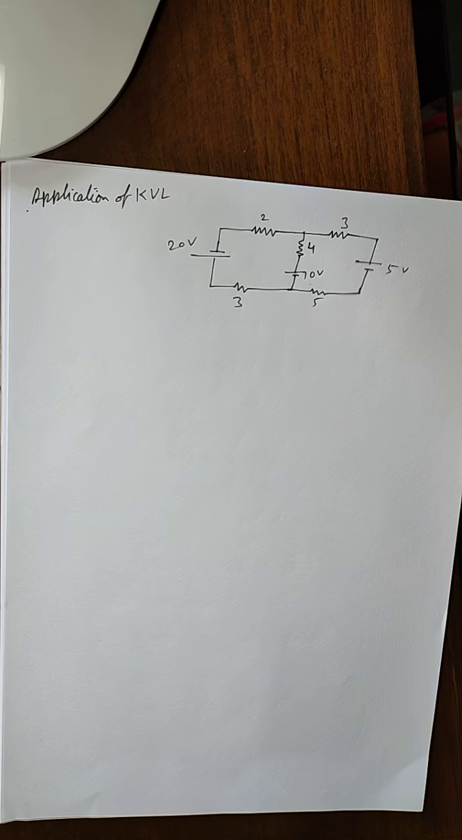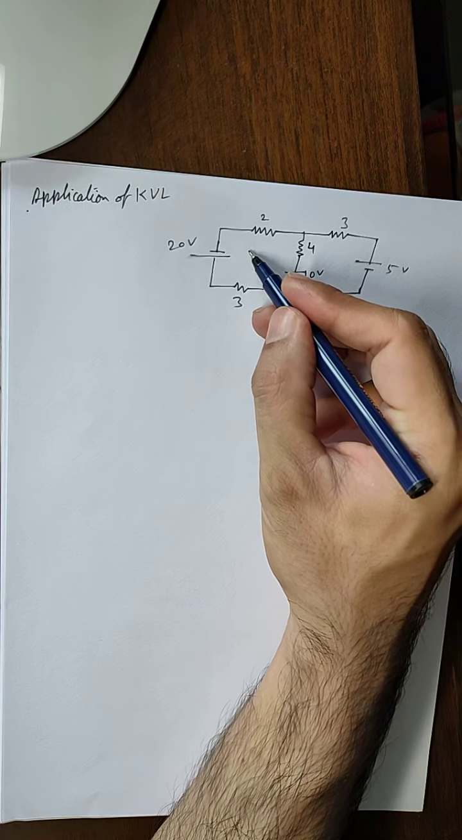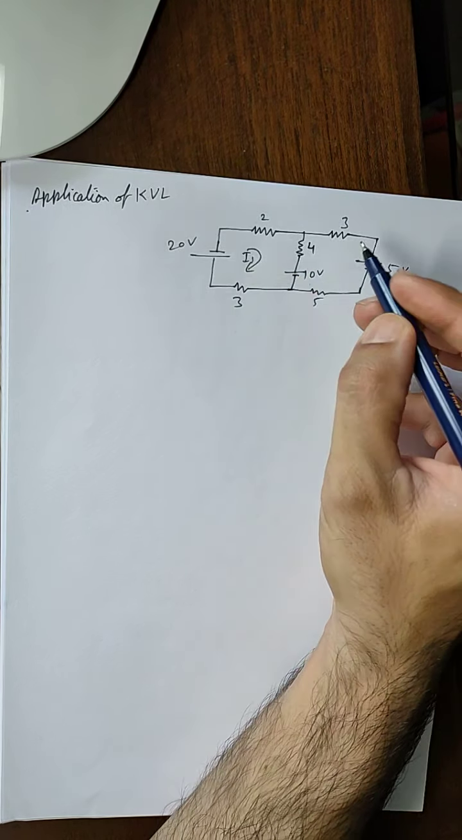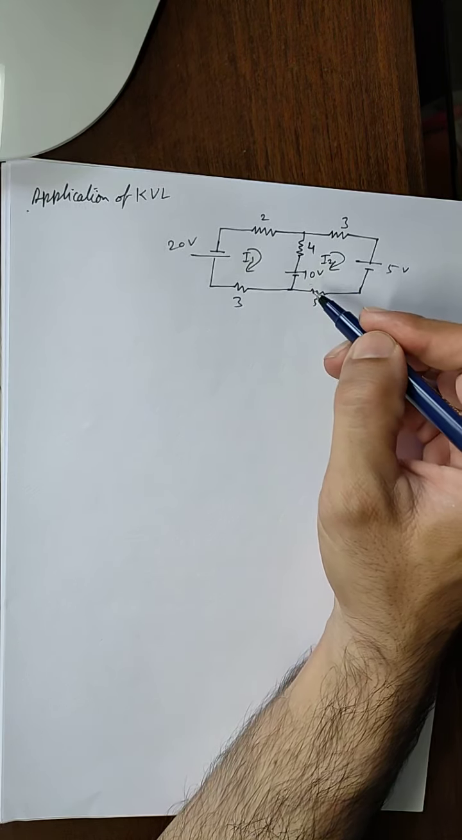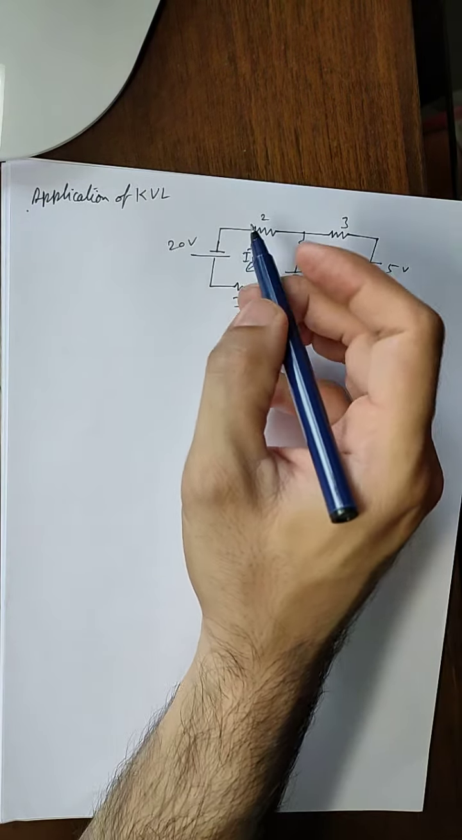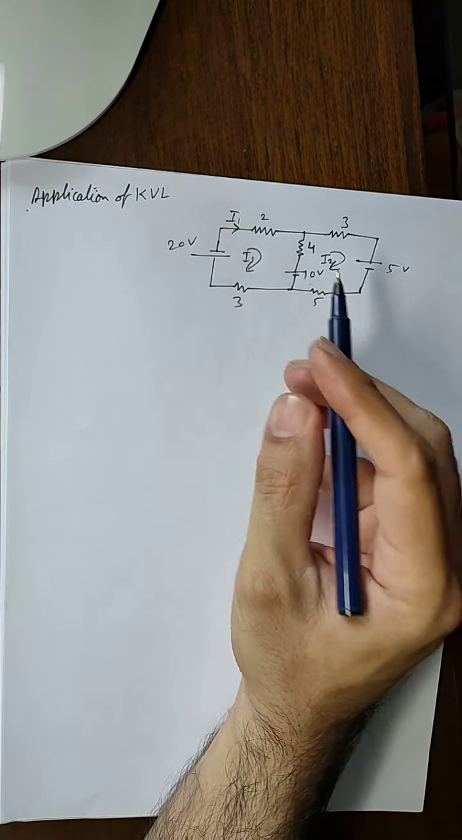And we have to apply the KVL. So again, first we have to take the direction of current. We'll again assume the direction to be clockwise. So let us say this is I1 in clockwise, and in this loop we have I2. So we have two loops here. In this loop there is a current I1 moving in clockwise direction like this.